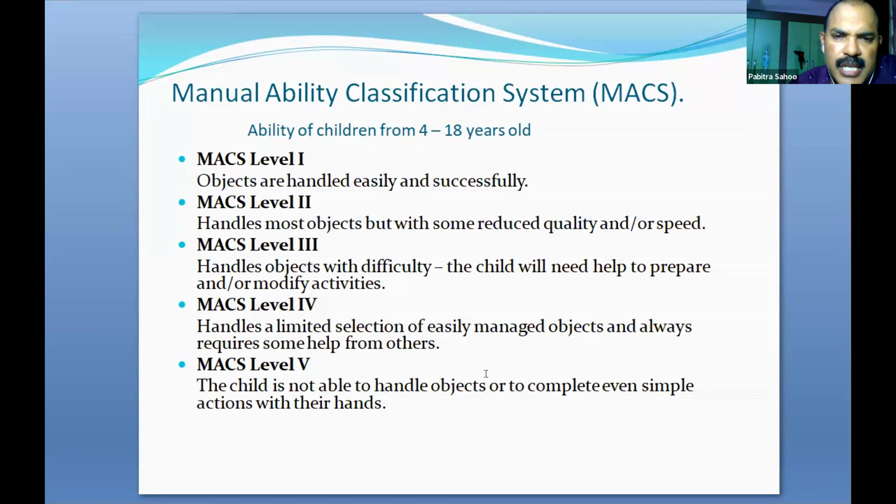So I deliberately put this slide here because this is also an important assessment system for the upper limb in case of cerebral palsy. This is classified into levels of the manual ability classification system. Level 1 is objects are handled easily and successfully. They do not require bimanual activities. Level 2, they handle most objects but with some reduced quality and speed. They can handle the object but with lesser speed or lesser quality.